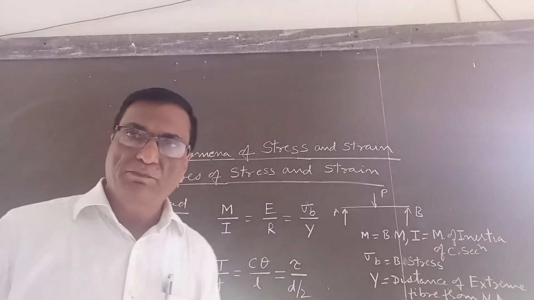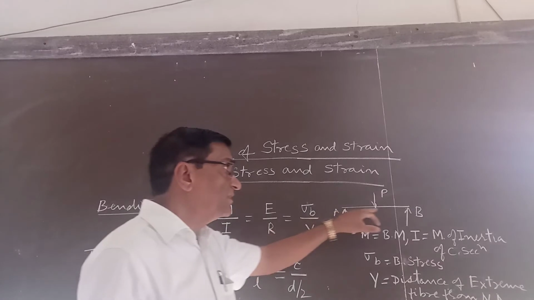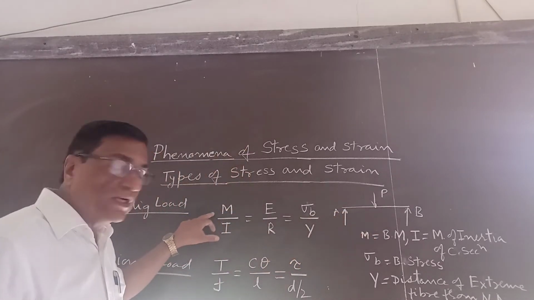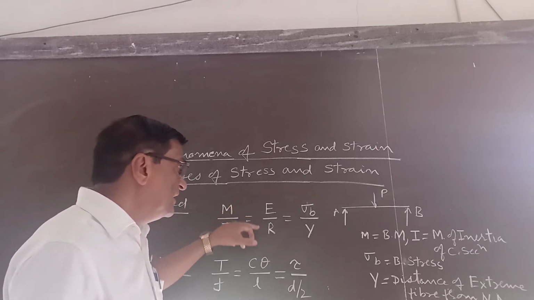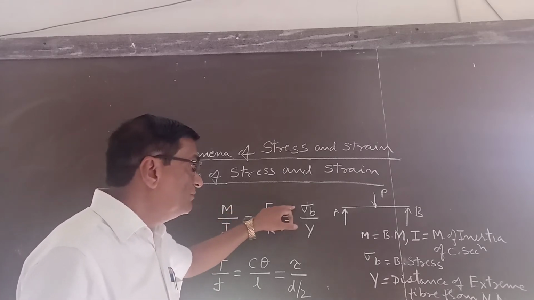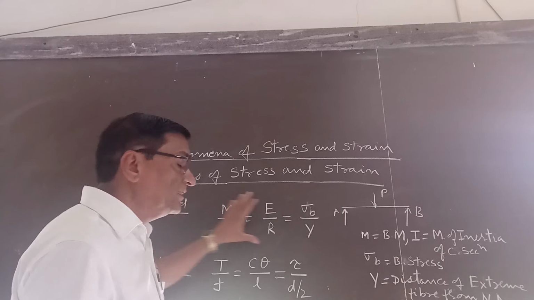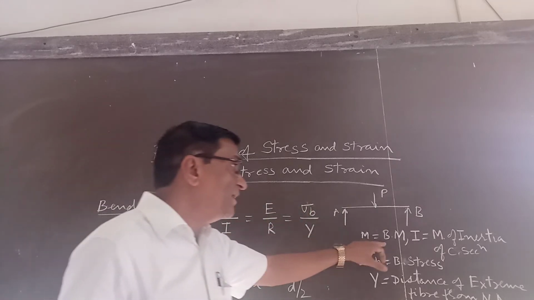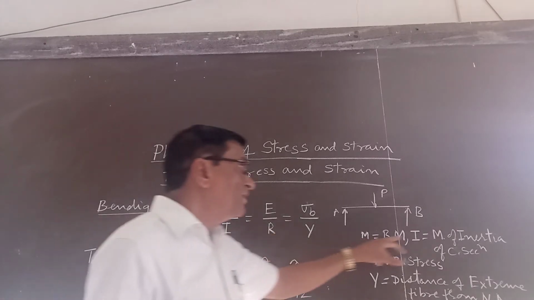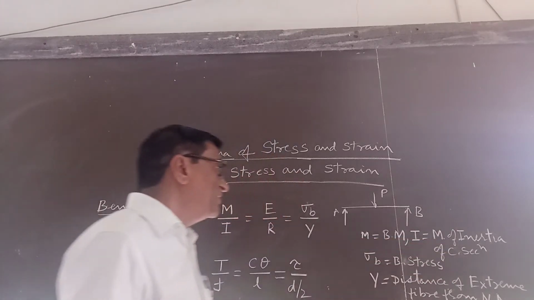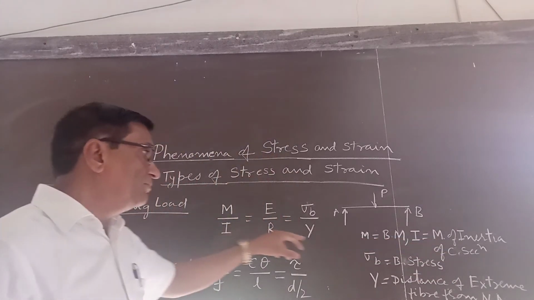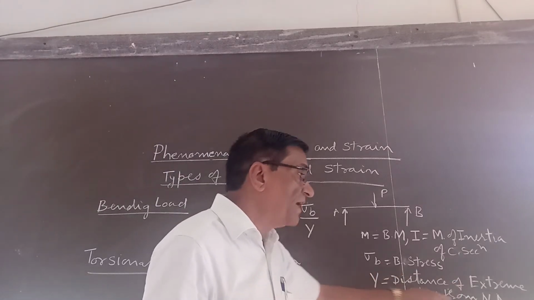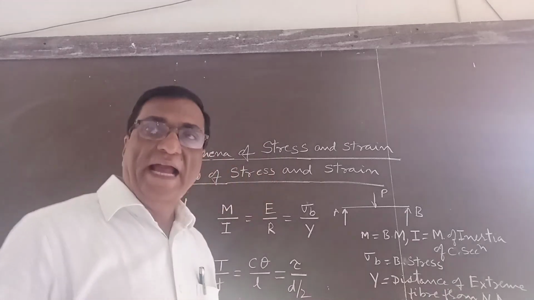Now next is the bending stress. Suppose this beam is subjected to a bending load. Then the equation M upon I equal to E upon R equal to sigma B upon Y, known as the bending equation, will be applied. In this, M is the bending moment, I is the moment of inertia of the cross section, sigma is the bending stress, and Y is the distance of each strip fiber from the neutral axis.